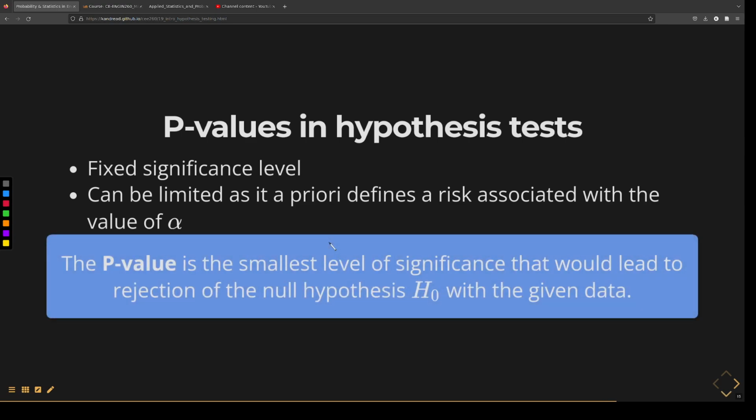And this is the type of problem that p-values are trying to solve to a degree. Because with p-values, we don't have to specify an a priori significance level. What we find is the smallest level of significance that would actually lead us to reject the null hypothesis with the given data.